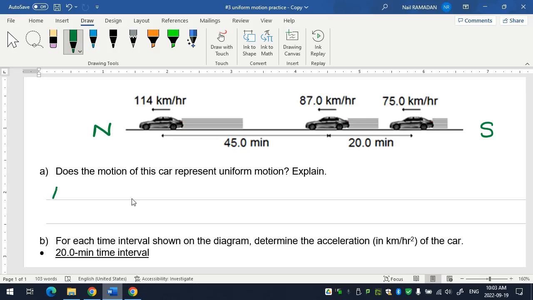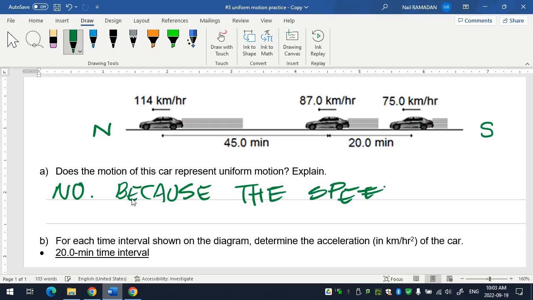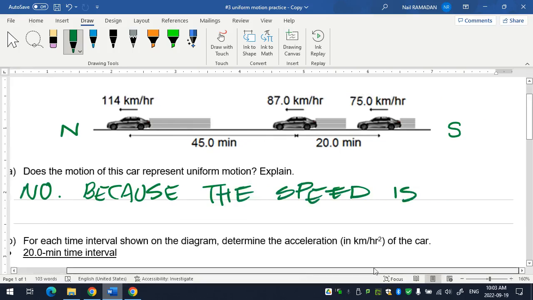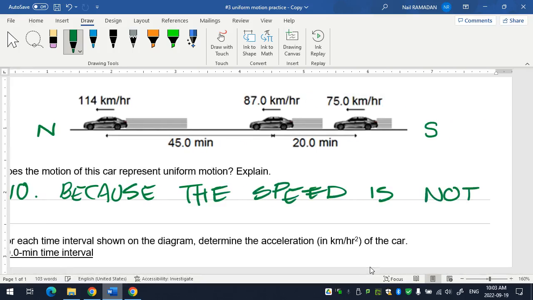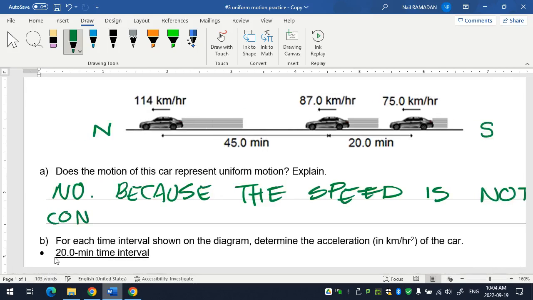So we're going to say no, because the speed is, we can say what? Not constant, slash fixed, slash uniform, whatever. Either word is 100% correct. Done. That's the easy explanation. It fails, as Hannah said, one condition of the two. Obviously, if it was turning, it's even worse because it would fail two.